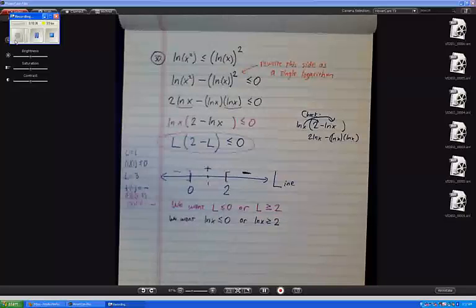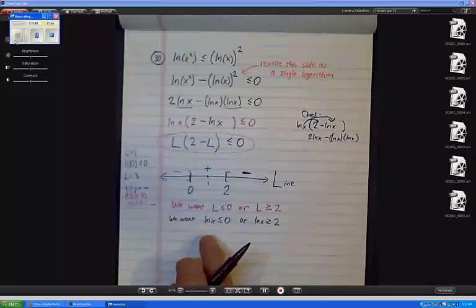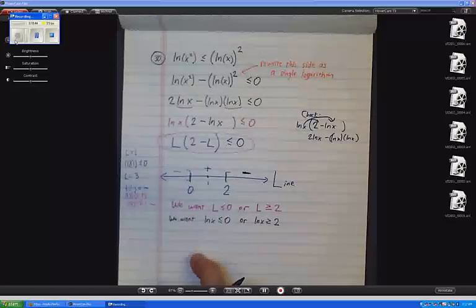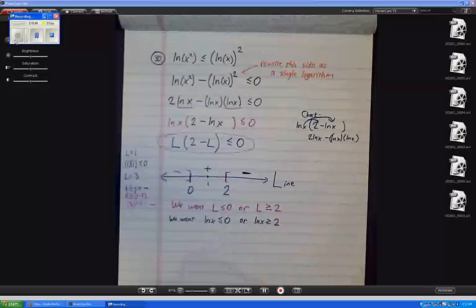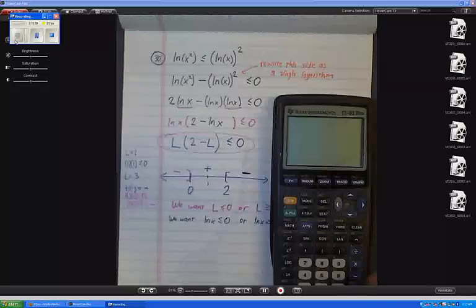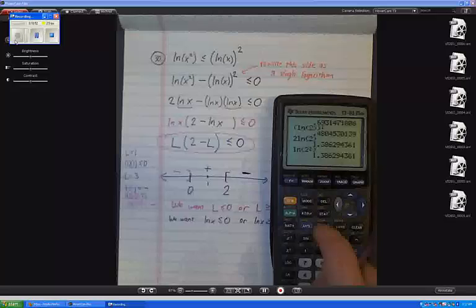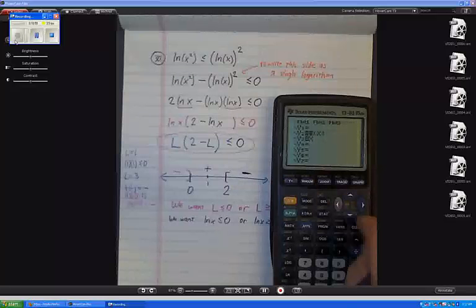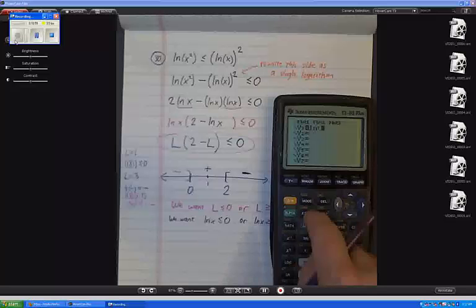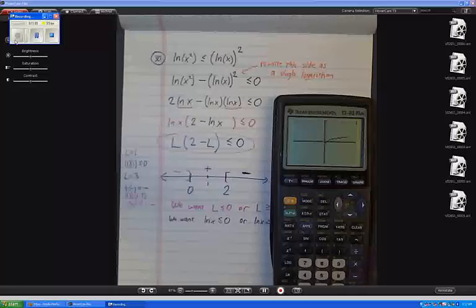Now, do you guys know the graph of the natural log of x yet? If the answer is no, then I still have problems. If the answer is yes, you're in good shape. Let's assume the answer is no. All right, what am I going to do? I'm going to go to y equals, and I'm going to plot natural log of x, and I'm going to graph. And I'm going to say, okay, it kind of looks like that.